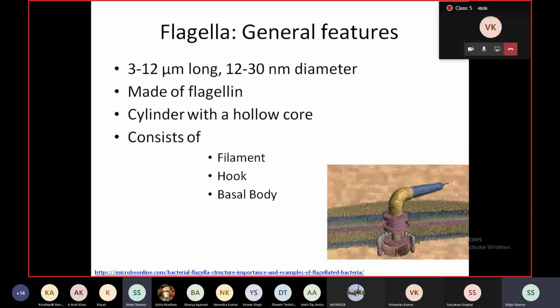Now the flagellar filament is made up of proteins called flagellin. The protein subunits assemble in a helical manner to form a cylindrical structure with a hollow core. The movement of flagella is driven by the thrust generated from the counterclockwise rotation of the basal body, which is an energy requiring process.